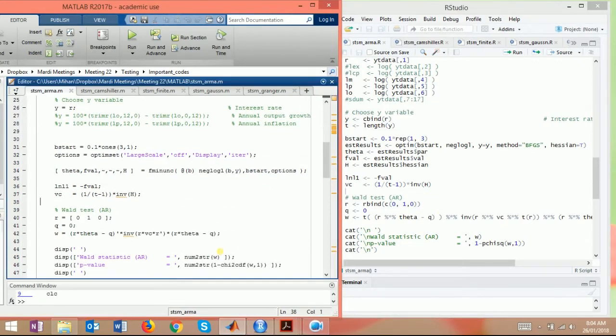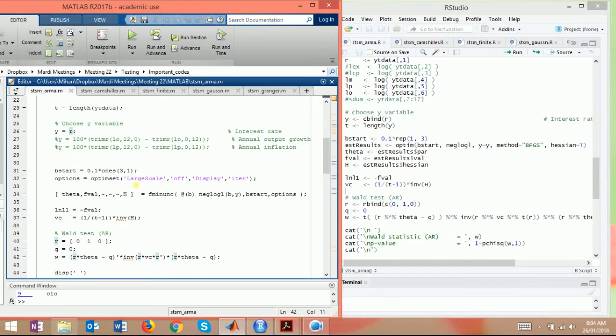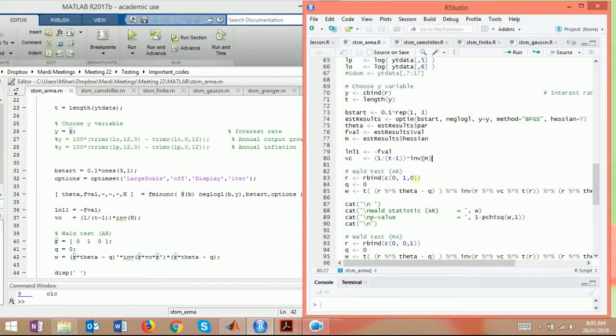Now let's do Wald test. In the Wald test, first we want to see if phi is 0 or not. So we have 3 parameters, theta, phi and psi. So phi is 0 and this is the equation known to us, R theta minus Q. So what is R here? Where are we getting R from? R is this.